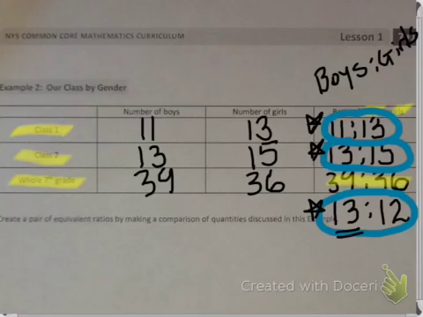And again, if you looked at all of these, 11 to 13, 13 to 15, 13 to 12, very, very close to a ratio of 1 to 1. Again, they are not necessarily equivalent to 1 to 1, but close enough. And who knows? By the time the end of the year nears, they may be at 1 to 1.